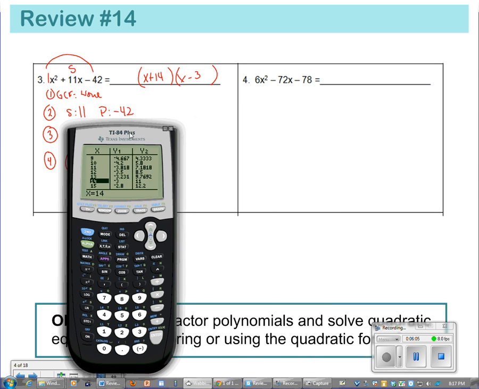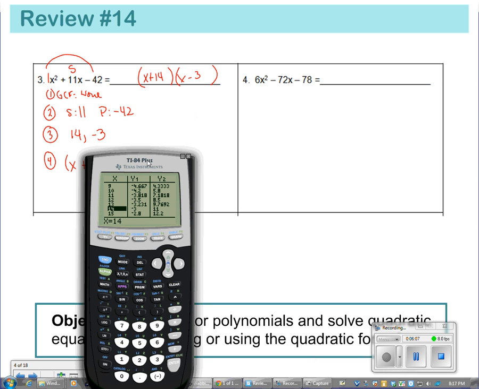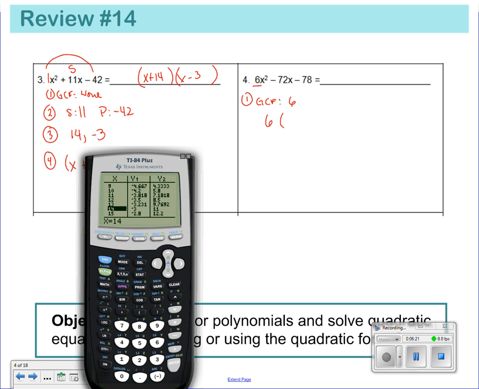Problem number 4. Use our same steps. First thing, is there a GCF? I look in front of the x squared. Yes, we have a 6. I only have x's with my x squared and the 72, so x is not part of the GCF. It's just 6. Let's rewrite it with the GCF factored out.